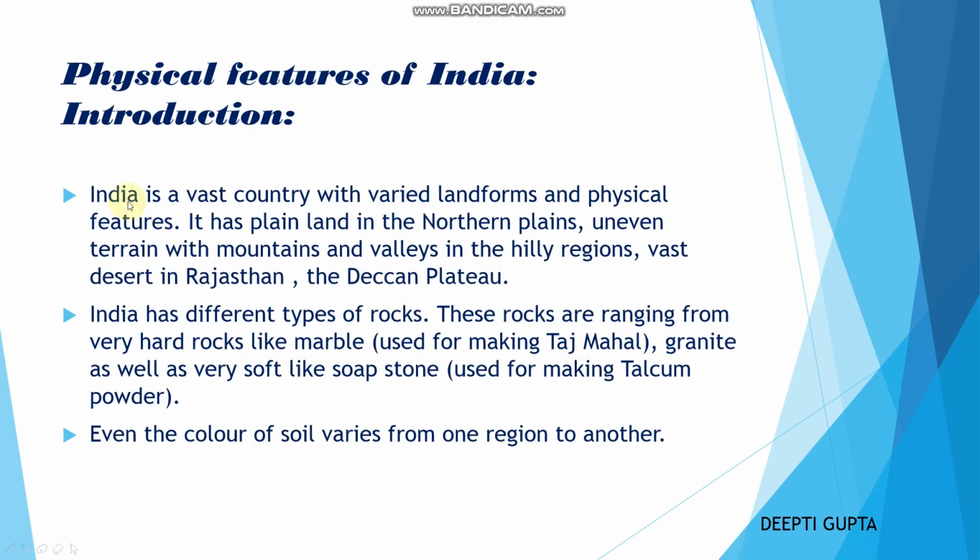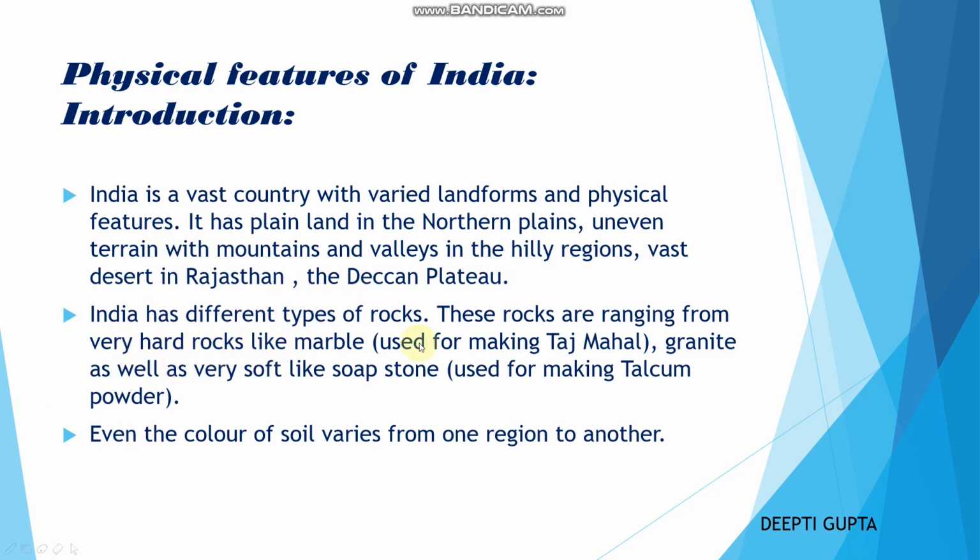Now coming to the first topic, that is physical features of India, the introduction. Actually, India is a very vast country with varied landforms and physical features. It has plain lands in the northern plains and uneven terrain with mountains and valleys in the hilly areas, a vast desert in Rajasthan, and also the Deccan Plateau.